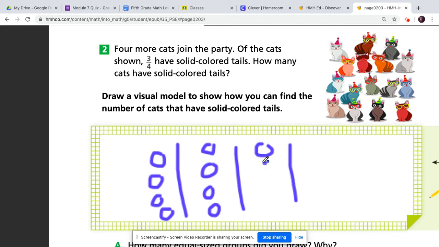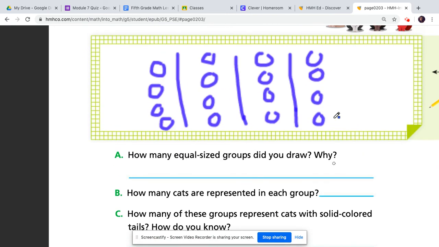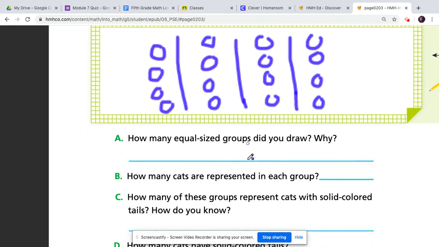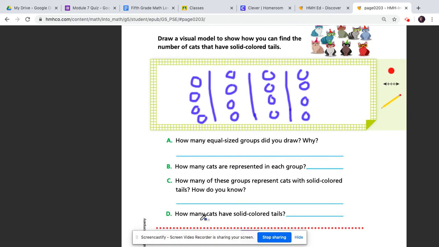Okay. And then you're going to answer the questions up on this page as they follow. Then you're going to complete the check your understanding to see how you can apply the steps that I just showed you on the page before and these questions. So here it says, how many equal sized groups did you draw? How many equal sized groups did we draw and why? How many cats are represented in each of these groups? So how many cats are in each of the groups? And how many of these groups represent the cats with solid colors? How do you know? And then finally, give them the answer. How many cats do have solid colored tails? And do not forget your label.